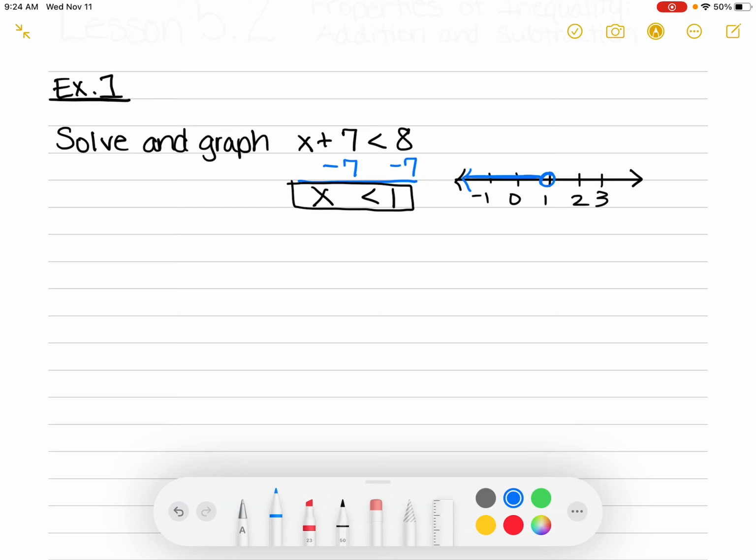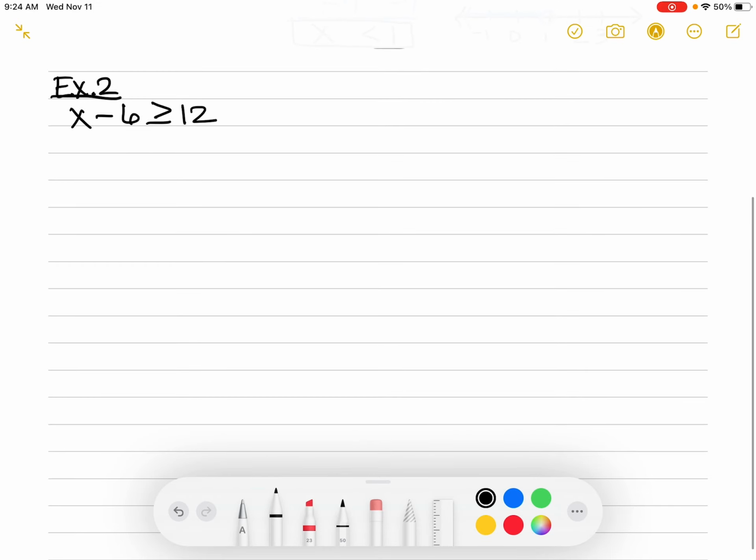Okay, so now let's try one on your own. Example 2. I want you to solve and graph x minus 6 is greater than or equal to 12. Okay, so go ahead and hit pause and solve and graph this one. Okay, now you should be back.